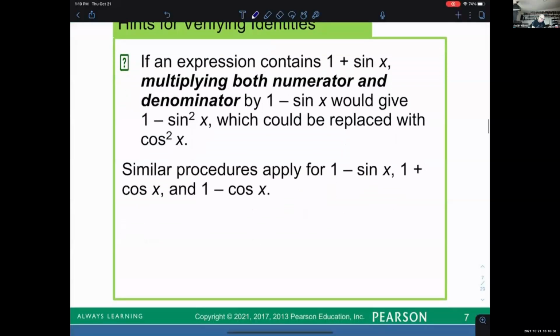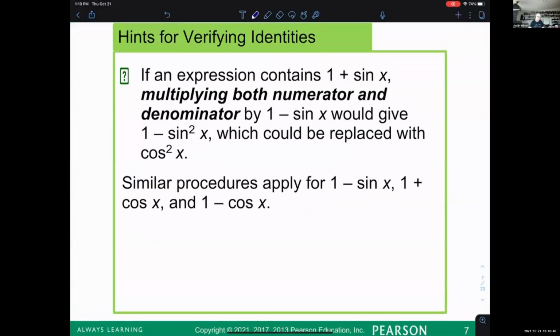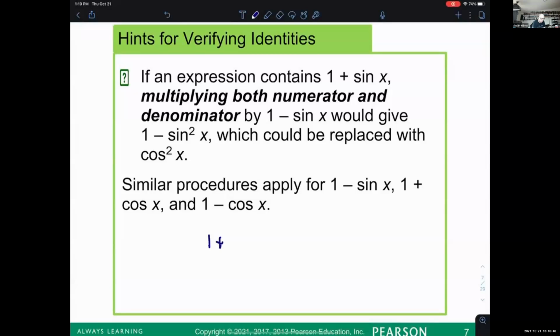So what are they trying to say here? Let's see if we can flush this out a little bit. If an expression contains this, so let's say we have something like, I'm just going to make this up just to try to illustrate what they're talking about, since they're saying to do this, but they're not explaining why that might be helpful.